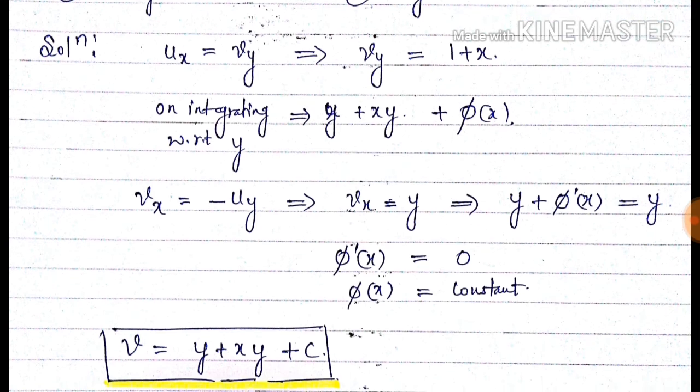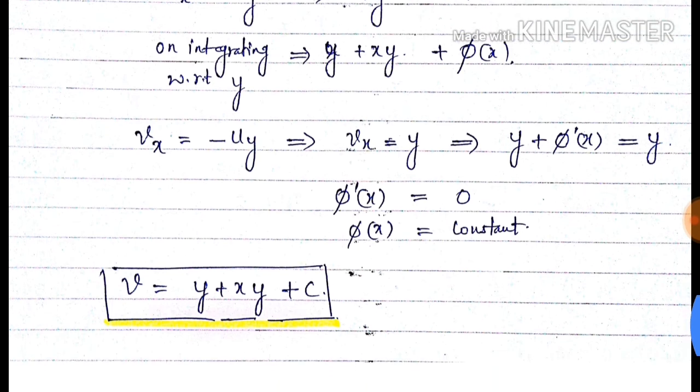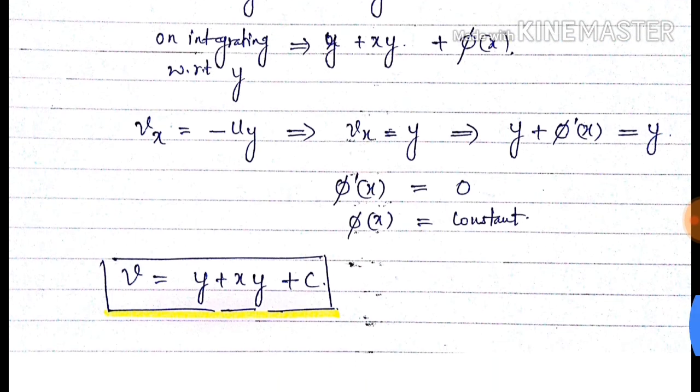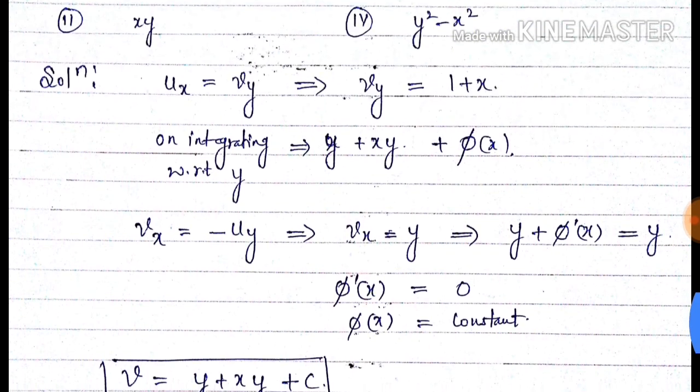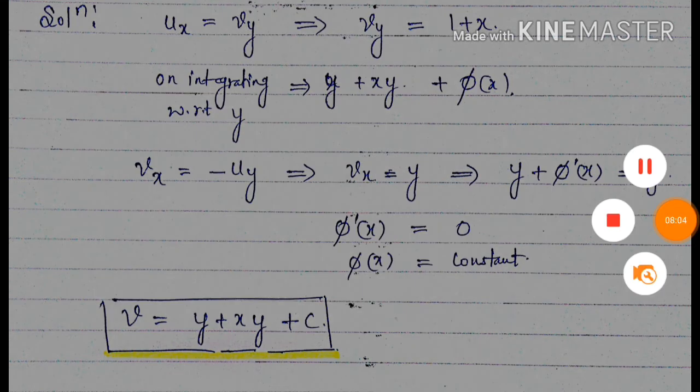So here we also put a function phi dash x. There is no change in the function, y plus phi dash x is equal to y. So here phi dash x is equal to 0. On integrating, phi(x) is equal to a constant. So what is the imaginary part of the given function? v is equal to y plus xy plus c. So in this analytic function the imaginary part is v equals y plus xy plus c. So this is about this example.